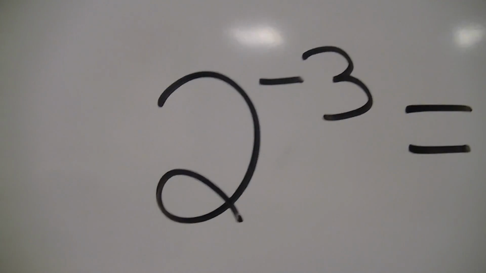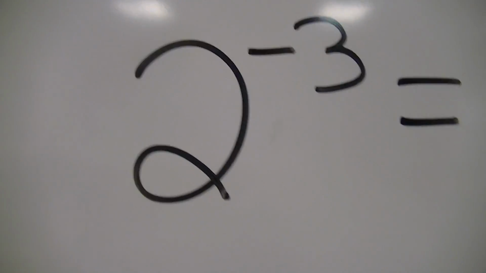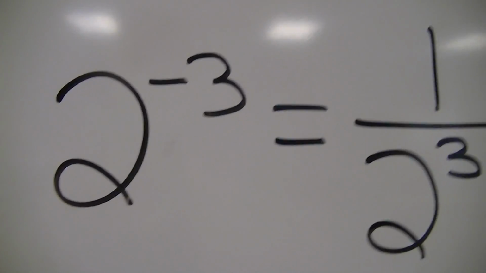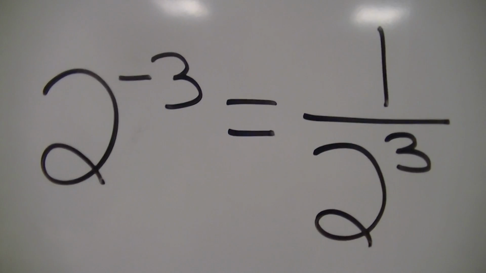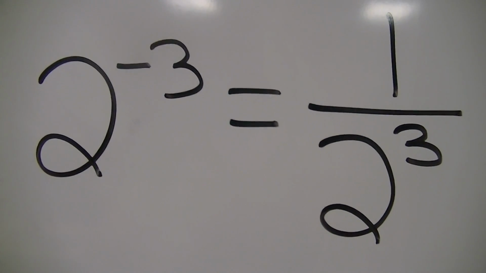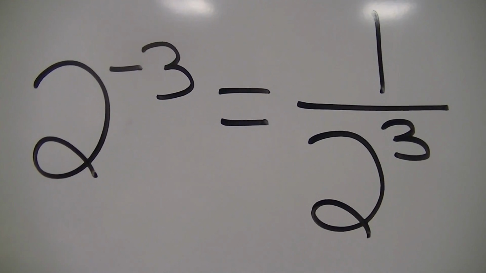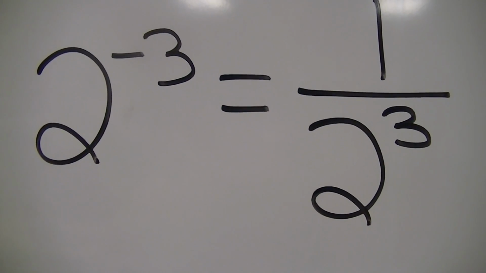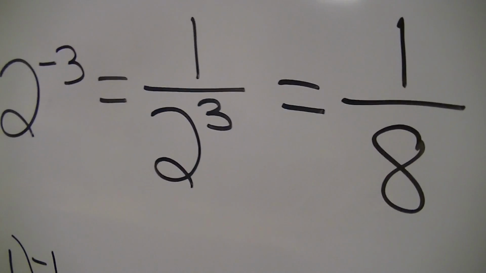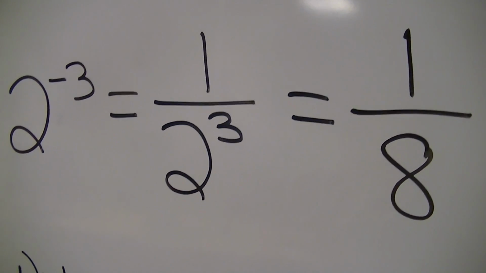Let's look over here. If we have a negative exponent, again, we're not making a negative number. It just means we're dropping it down into the opposite position. In this case, 2 over 1, we're flipping it to 1 over 2. We're still going to cube that 2. 2 times 2 times 2 gives us 8. So that's the same as 1 over 8.